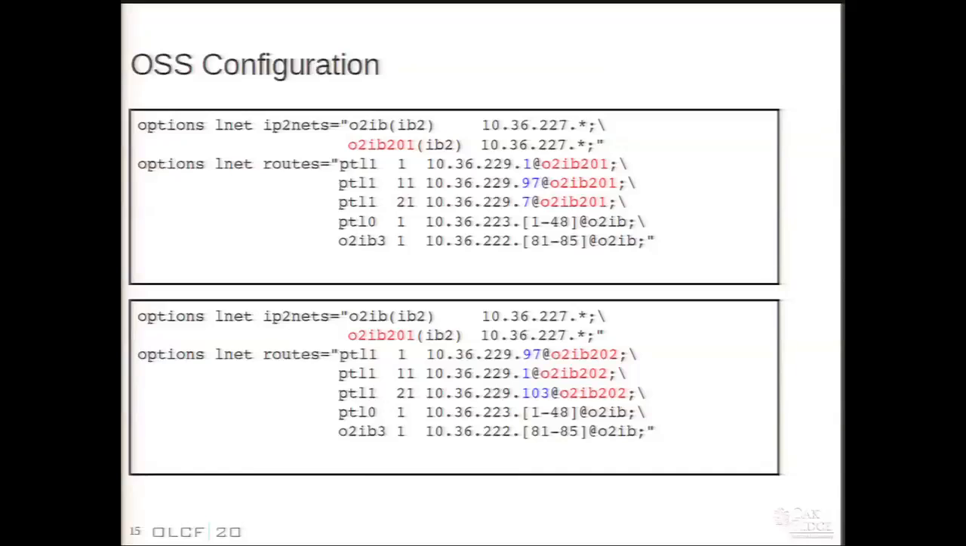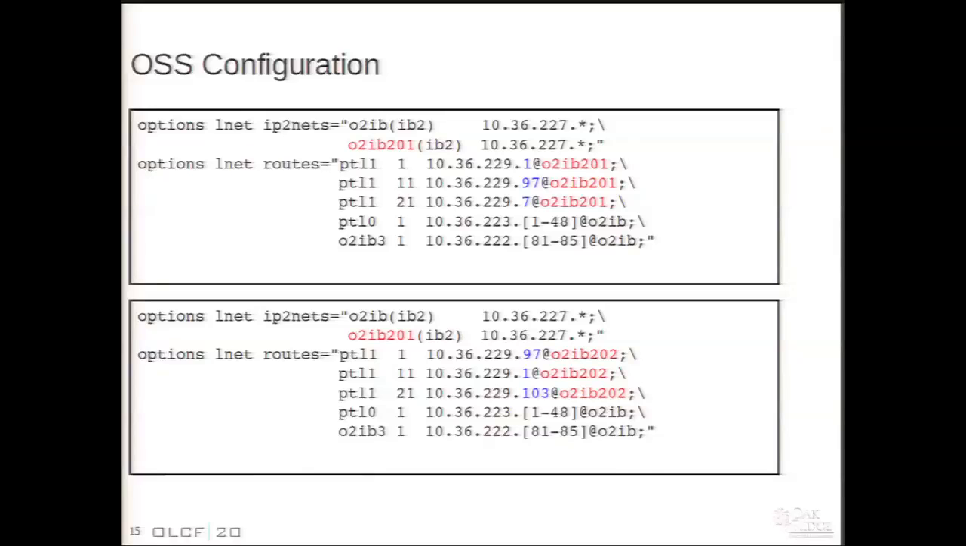So O2IB 201 for OSS1. The bottom one is supposed to say O2IB 202. So once again, don't use this. But as you can see, the routes change for those. Now portal 1 is Jaguar. Portal 0 was Jaguar XT4, or baby Jaguar at one point, as baby as an 8,000 node machine can be. But you can see we're using 3 different routes to get there.